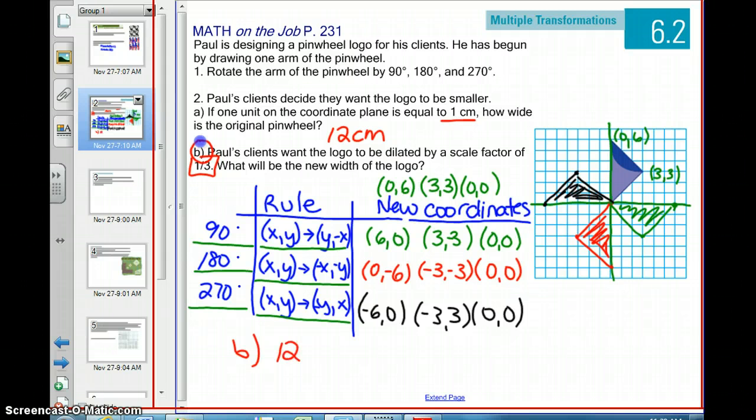So we have 12 as our original. Now there's two ways of doing this. You could times it by 1/3 because that's your scale factor and get your new one would be actually only 4 centimeters wide. Your other option is to set up a proportion. So you know that 12 is the larger of the two, so it's going to go on the bottom with the 3. Then you could cross multiply, and here you'd also find that x equals 4 centimeters. So either of those options would be correct.